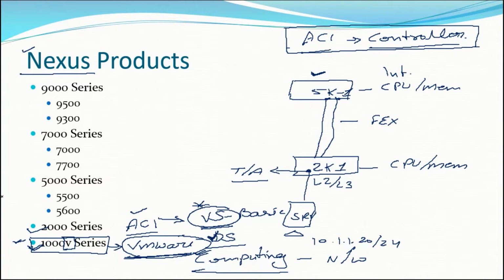At the same time, we can understand more about the 1000V switch. But as of now, this 1000V switch is designed from the VMware perspective, and it replaces your existing switches, the virtual switch or vSphere distributed switch. The 1000V switch replaces these two switches and gives the entire Nexus functionality to our VMware environment.